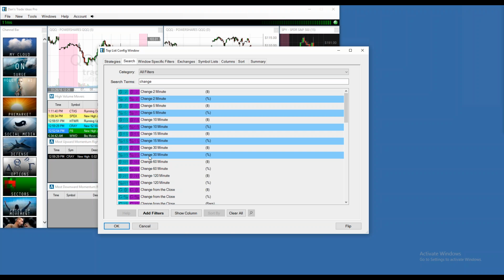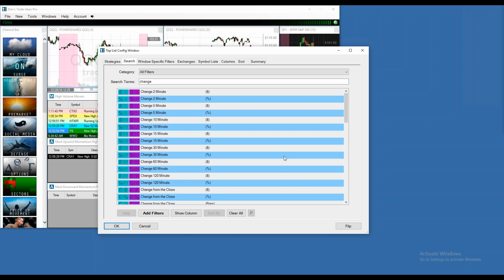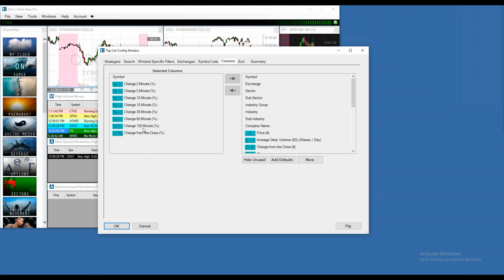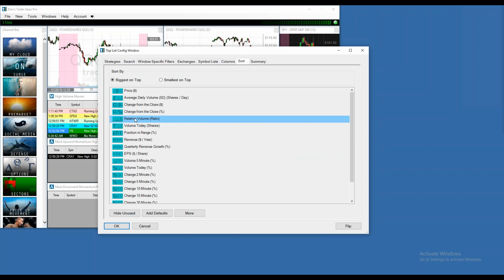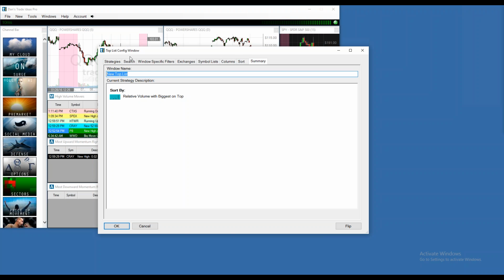So look, you can see how much something has changed in 2, 5, 10, 15, 30, 60, and 120 minutes, and the whole day, okay? So I'm going to say in this window that I want to show all these columns, and I want to see the price of the stock, I want to see the company name, and there's the symbol. And then what I'm going to do is sort this by relative volume, okay, biggest on top. So I'm going to call this the movers.